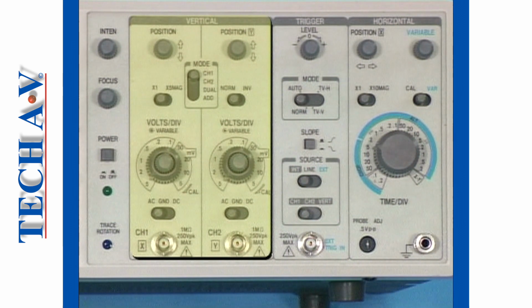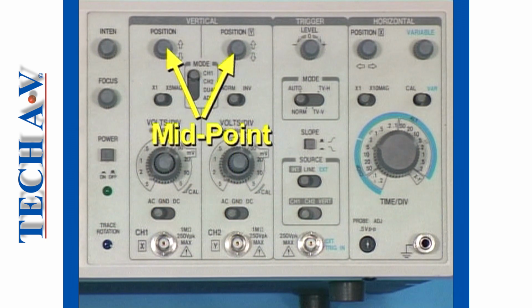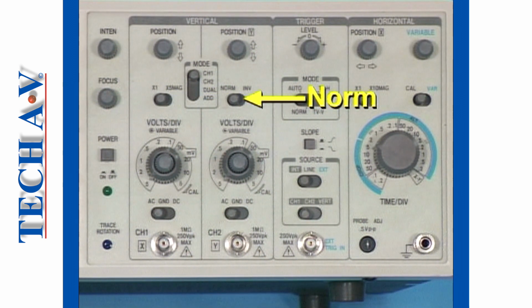Next, the input amplifier controls or the vertical group. Most modern scopes feature 2 input channels, so you will notice that the vertical group consists of 2 identical input amplifiers called Channel 1 and Channel 2. Set both vertical position controls to their mid position. Set the mode control to the Channel 1 position. Set the ×1 ×5 magnification switch to the ×1 position. Set the normal invert switch to the normal position.